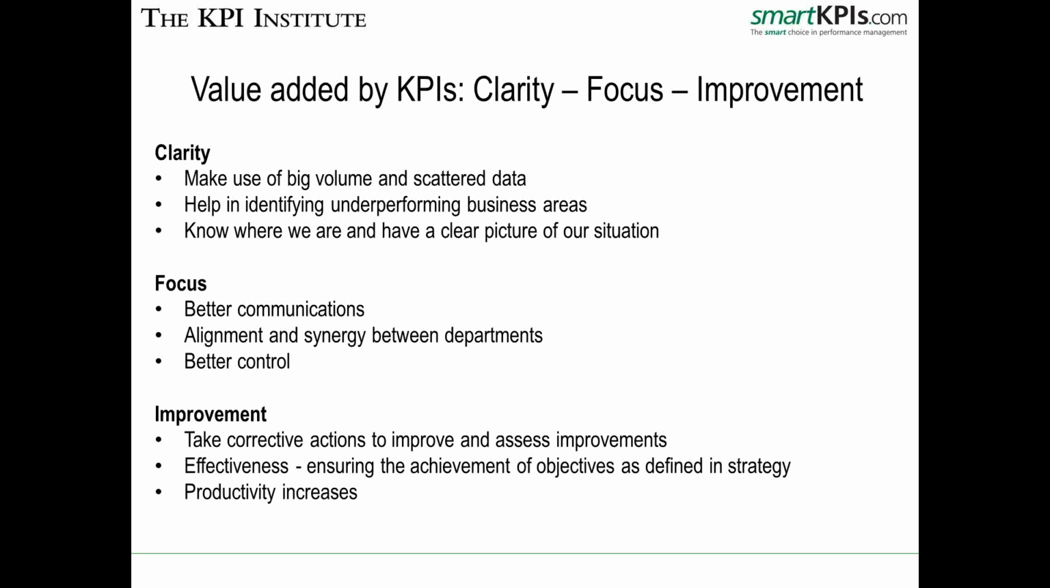And finally, improvement. KPIs illustrate what needs to be addressed, but at the same time they illustrate the progress we're making in addressing things that need to be fixed. So they facilitate the process of taking corrective actions. They illustrate whether we were effective in this, and they also illustrate whether or not we achieve productivity increases over time by doing trend analysis. So in general, these are the main areas of value generation through KPIs: clarity, focus, and improvement.